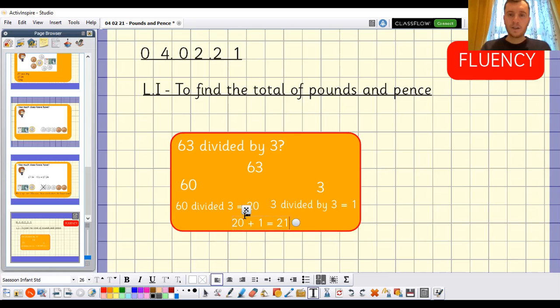Thank you for joining today, Year 3, and hopefully you managed to find the total amounts of different pounds and pence and solve some of those tricky problems along the way.